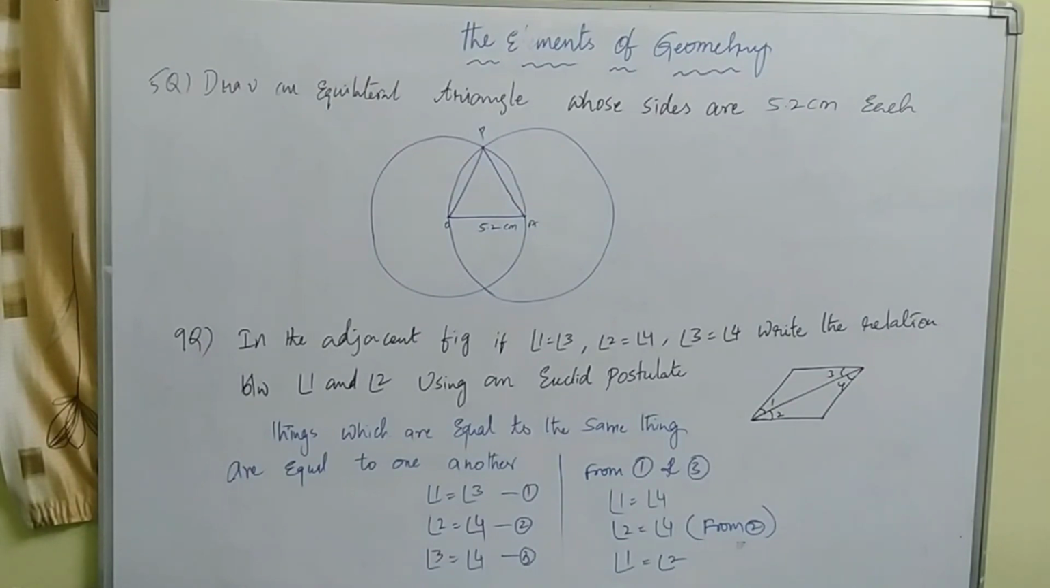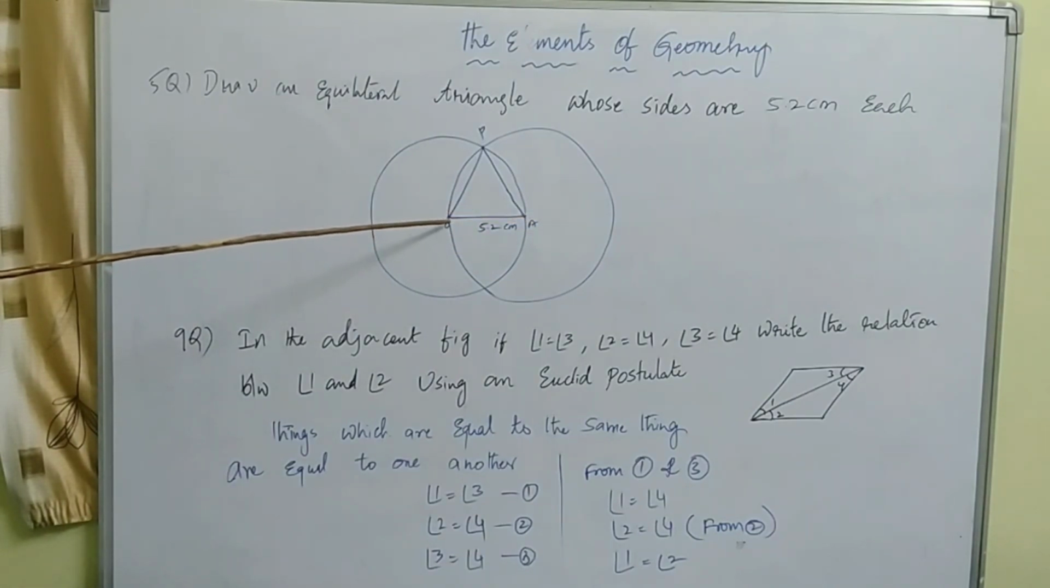Good morning students. Today in this class we have to clear remaining problems in the elements of geometry. So this is fifth one. Draw an equilateral triangle whose sides are 5.2 centimeters each. First we have to draw a line segment of length 5.2 centimeters.